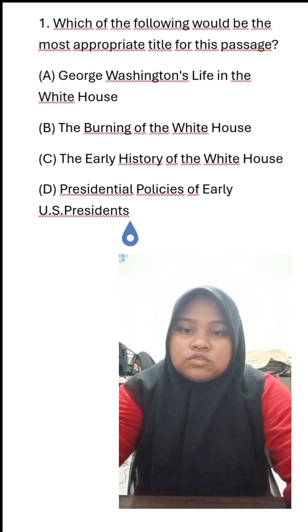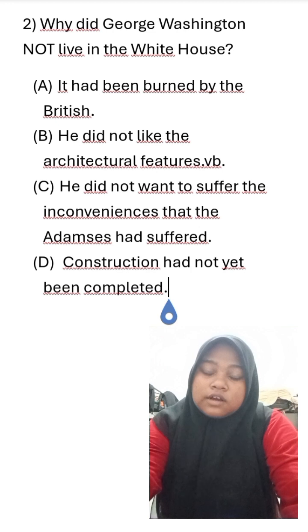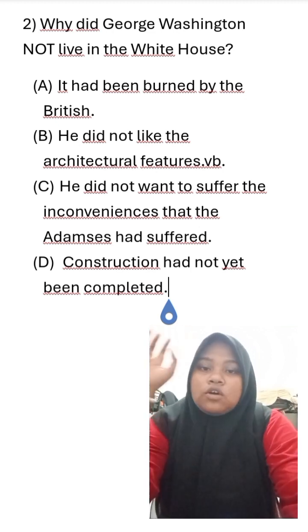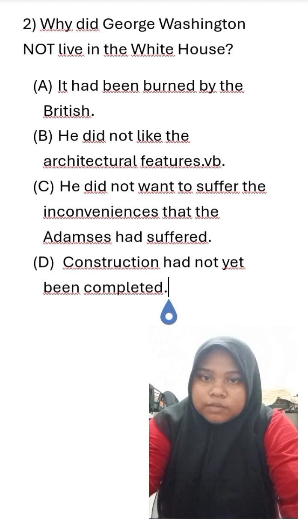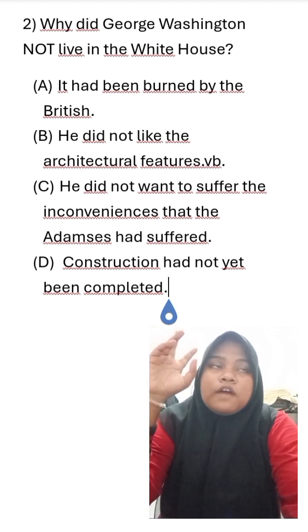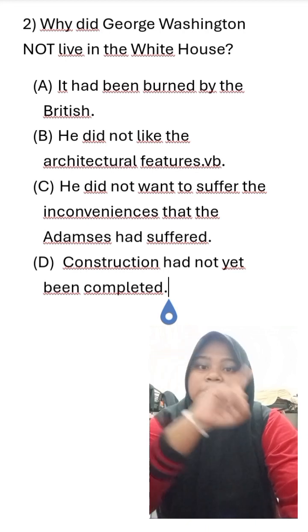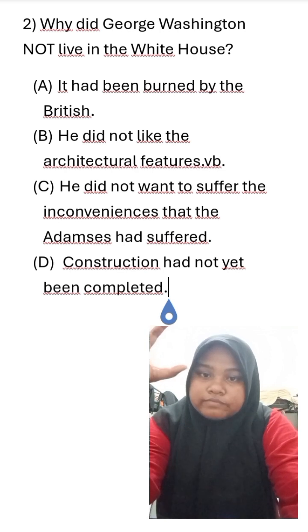Alright, next to question number 2. Okay, question number 2 is: why did George Washington not live in the White House? So the text mentions why. The answer is D. Why D? Because the text mentions in the paragraph that it was not built in time for George Washington to live in it. So that's why the answer is D.